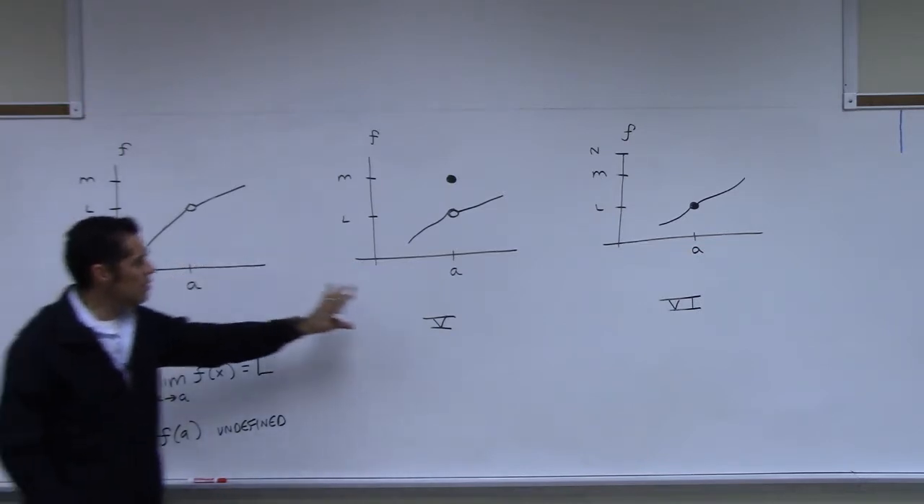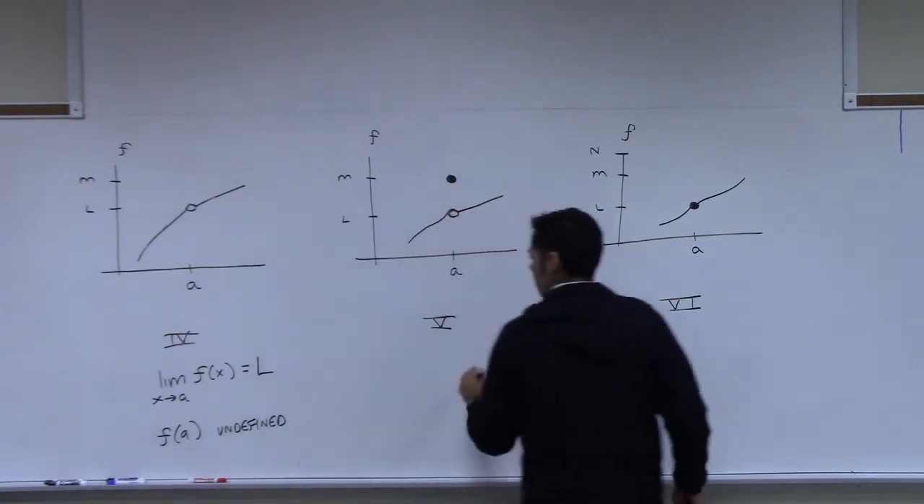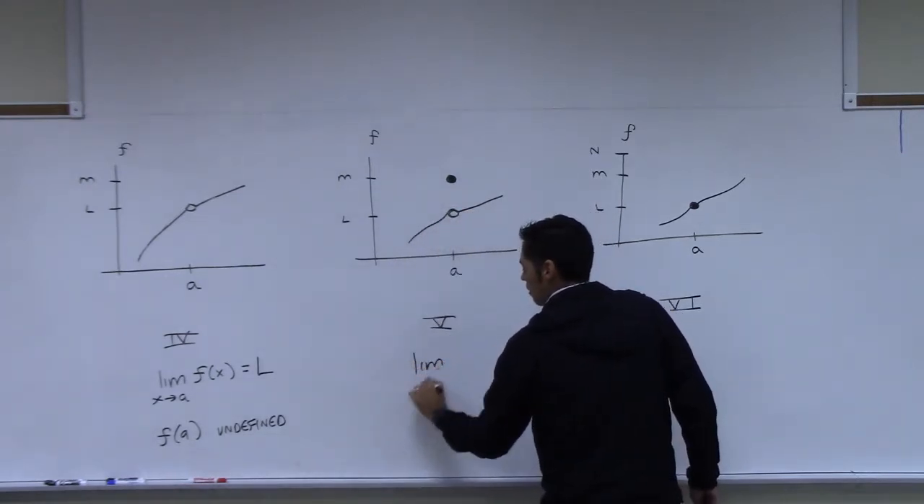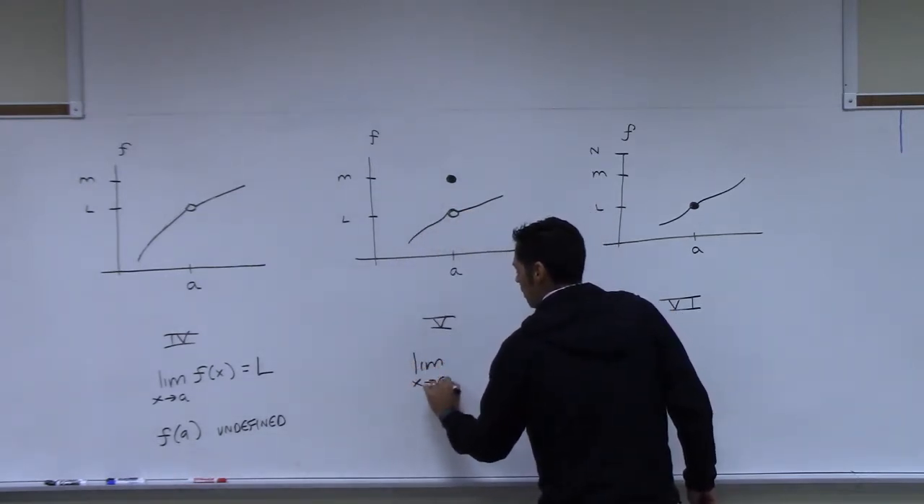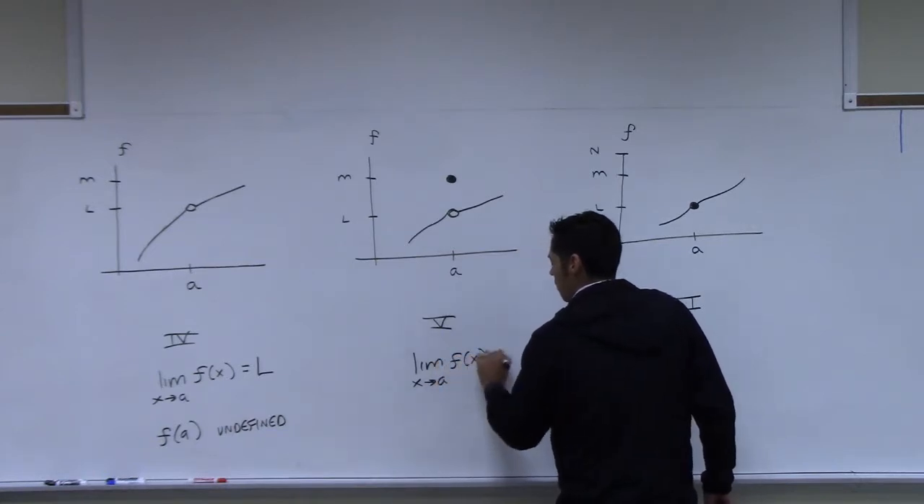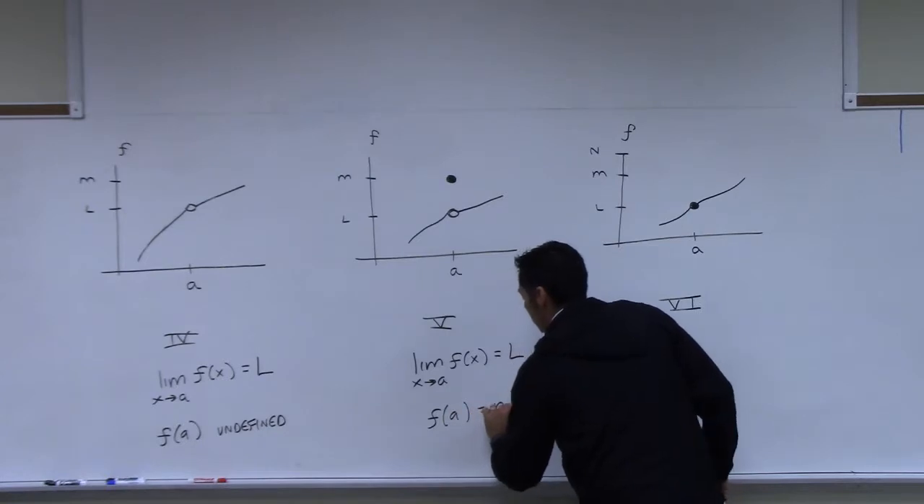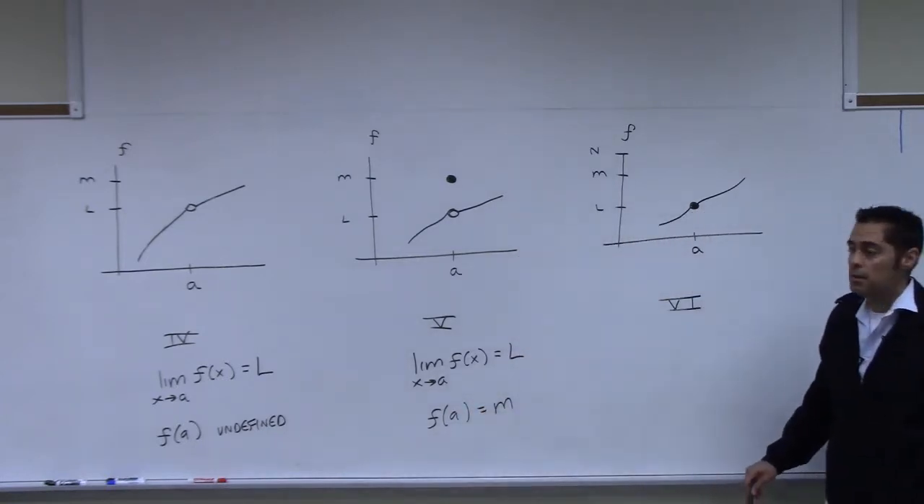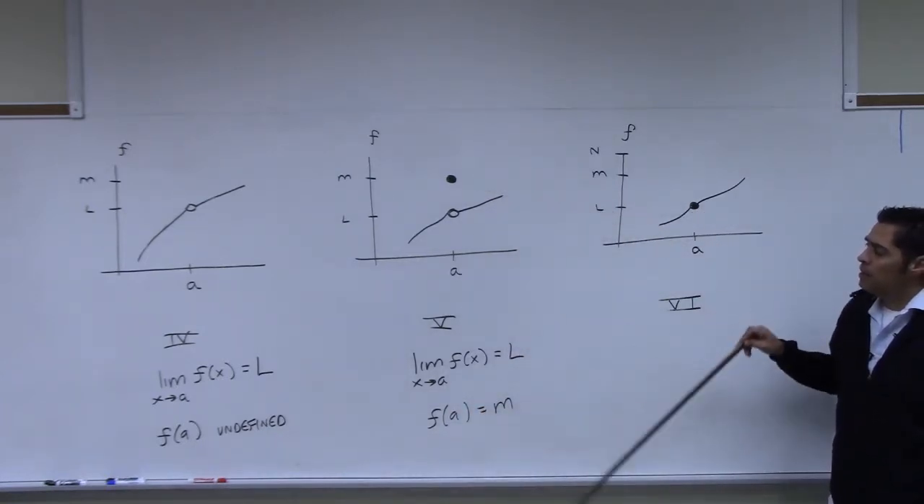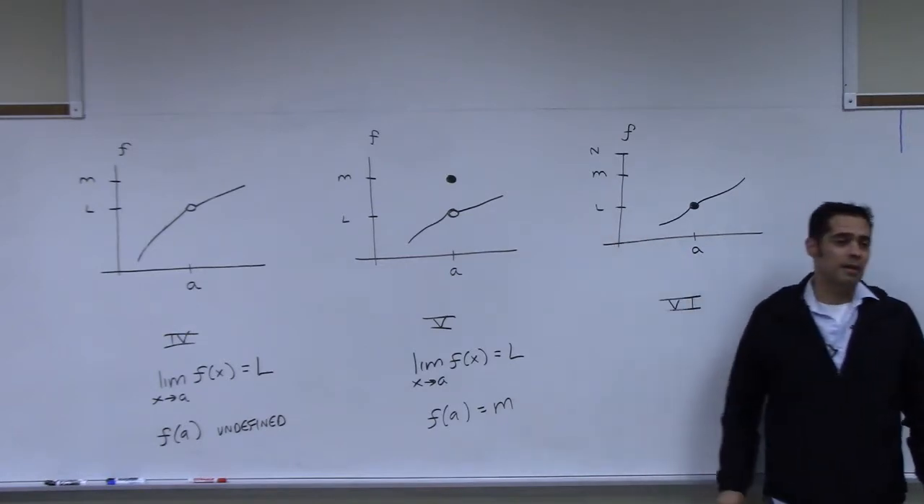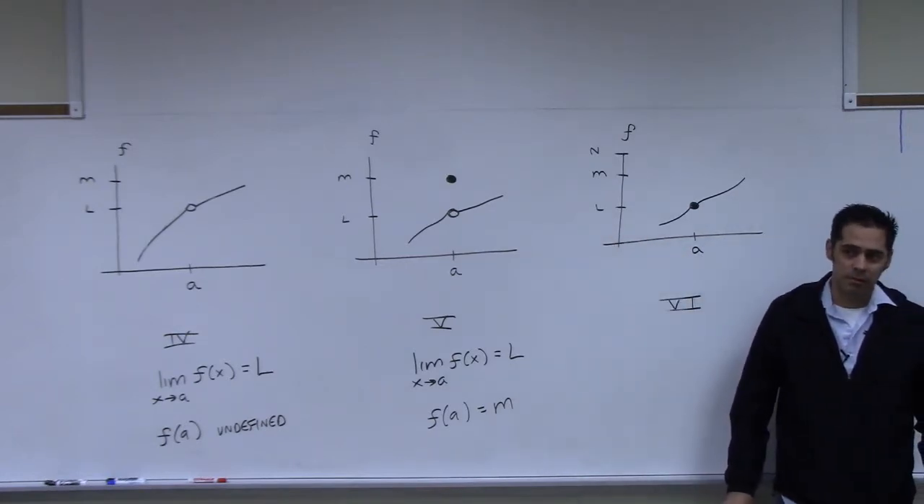Okay. How about over here? Does this limit exist? Yes, the limit as x approaches a of this function is what? L. Okay, how about f of a? It's m, right? f of a is m. So can I draw that without picking up my pencil? No.